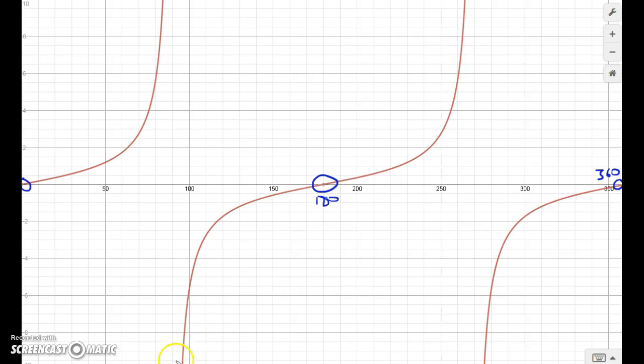An interesting feature of this graph is at 90 degrees, so if I draw a dotted line down there, it's meant to be a straight line, my apologies for that, and also at 270 degrees, the graph never ever touches those lines. So x equals 90 and x equals 270. The graph never touches those lines. And if you're interested, they are called asymptotes, and you could look into that further.